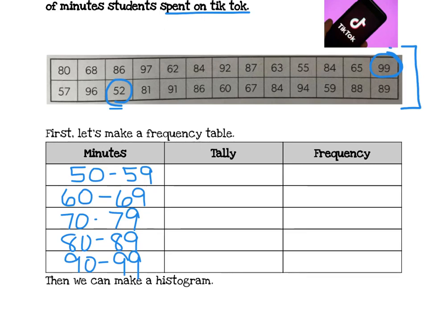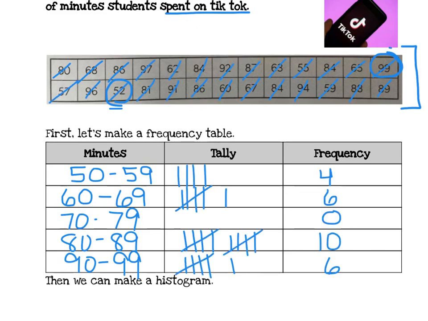All right, now my middle column in my table is going to be just where I keep tally marks. I'm going to go through my list of data, and I am just going to put a tally in the interval where it belongs. So 80 is going to fall in this interval. 68 will fall in this interval. You guys see what I'm going to do? If you're doing this along with me, you can go ahead and pause and do that also.